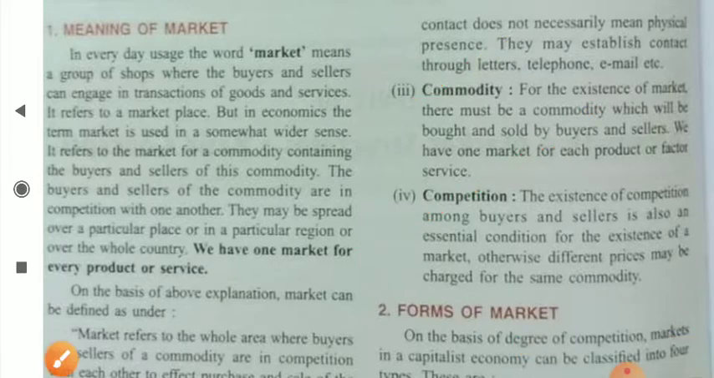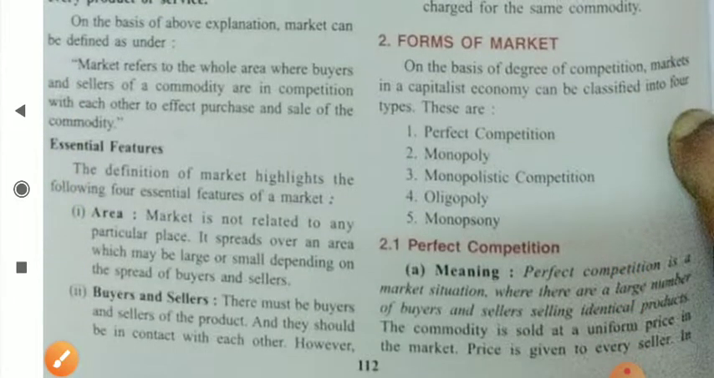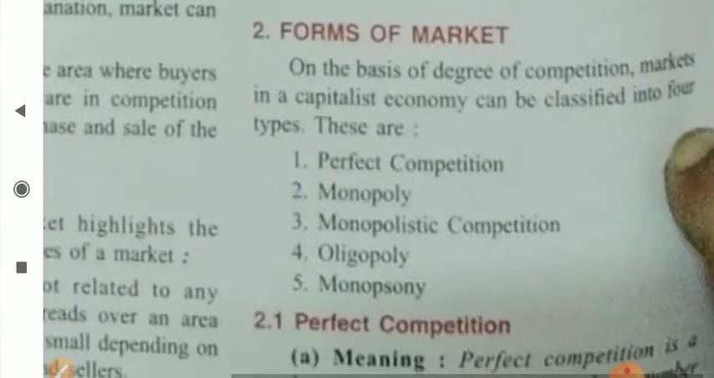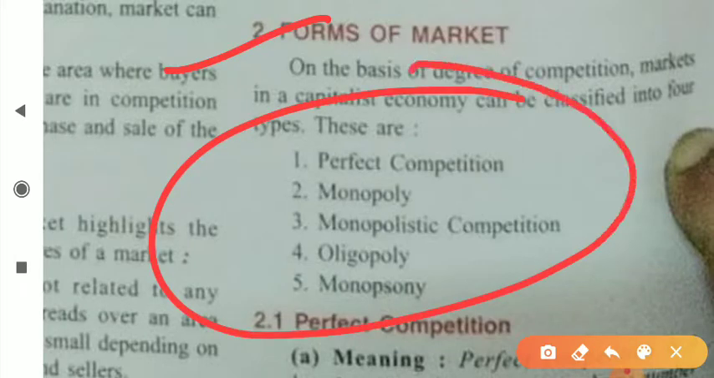Dear student, now let's start with our second topic, which is forms of market. On the basis of degree of competition, market in a capitalist economy can be classified into four types. There are four types of market we have to understand.